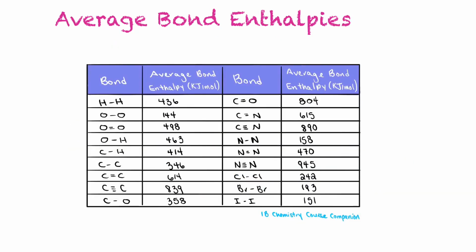So I've included a table of average bond enthalpies. We can find them in our data booklet and a variety of places. This one is taken from the IB Chemistry course companion. It lists the bond and then the average bond enthalpy for all of them. And you can see that all of these bond enthalpies are positive because it's the energy to break the bond that's being recorded.